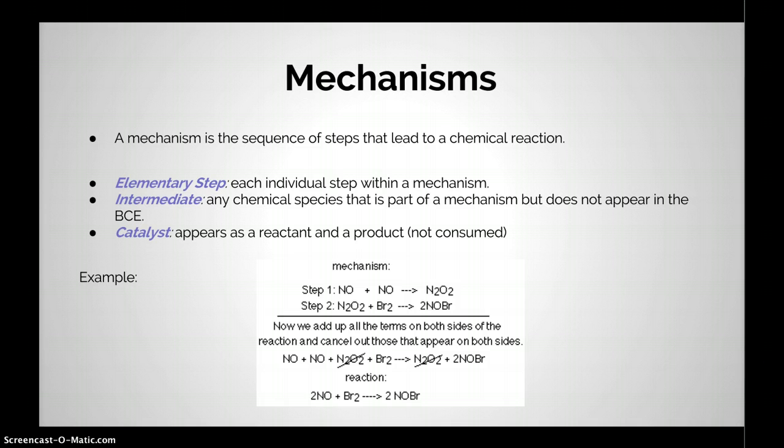not a final product. And a catalyst appears as a reactant and a product, meaning that it is not consumed. In a reaction mechanism, you'll see it at the very beginning and at the very end. Sometimes it isn't even written in the equation, but over the yield arrow because it can be a solid catalyst. I'll go further in depth on catalysts later. But here's an example of a mechanism. It has 2 elementary steps and a final BCE of 2NO plus Br2 yields 2NOBr. To get the final BCE, all you have to do is add the 2 elementary steps and cancel out the same ones on both sides.